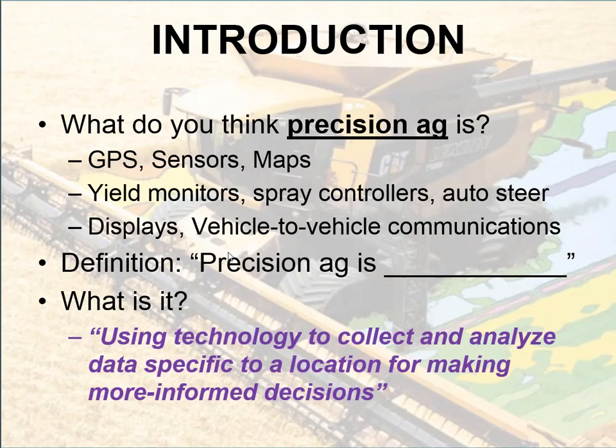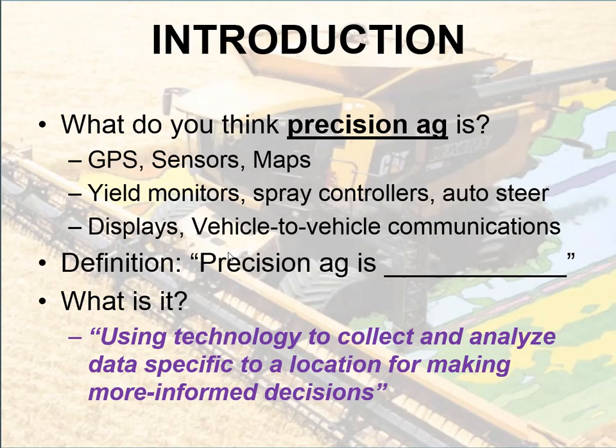The definition I came up with is: using technology to collect and analyze data specific to a location for making more informed decisions. Originally, at the very end, instead of making more informed decisions, I had making better decisions. That is the goal of precision ag, to make a better decision, but not everything we do is always going to be for the better. Several years ago, using precision ag, I looked at the data and said, based on the data, this is what I think should happen to this farm. It wasn't the best decision.